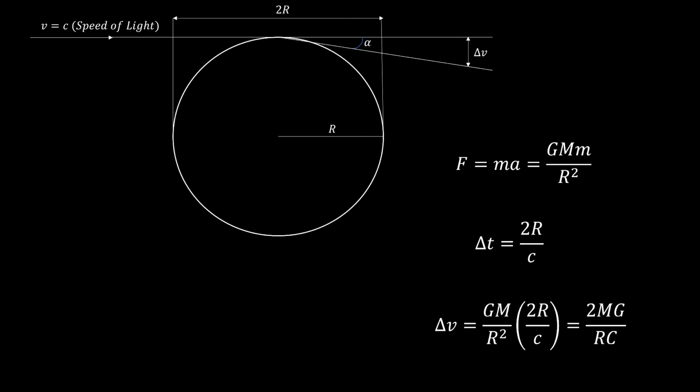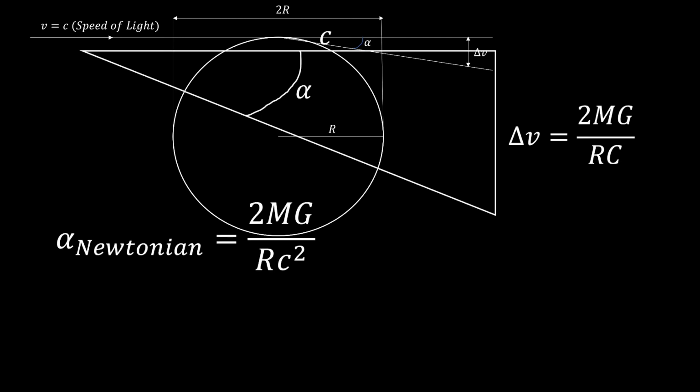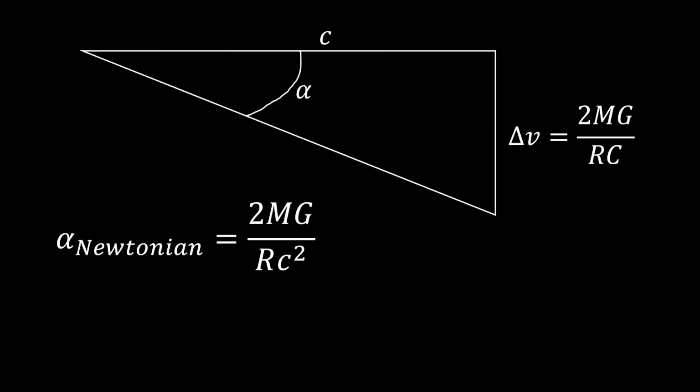So let's take a look at the vector diagram. We have a side length of c. This is the photon of light coming in. This is delta v, which is 2MG over Rc, and we have an angle of alpha. So if the angle alpha is a small angle, we can say that alpha Newtonian is equal to 2MG over Rc squared. So alpha will be a small angle since G is a very small number and c squared is a very large number. So we have G on the numerator.